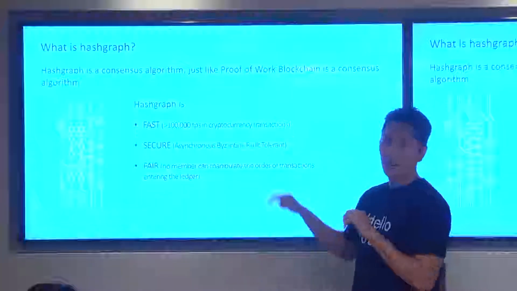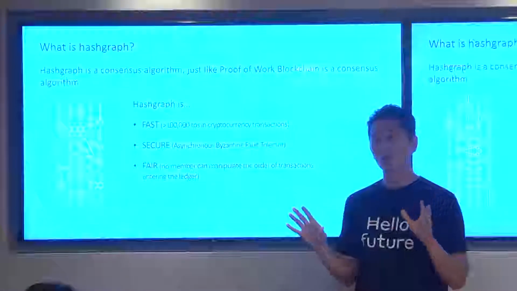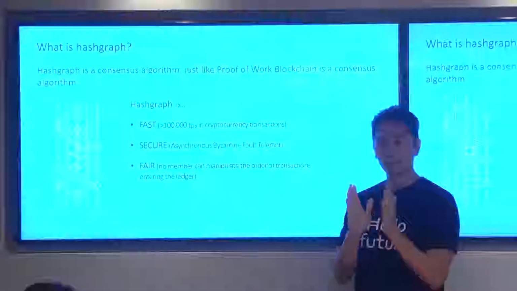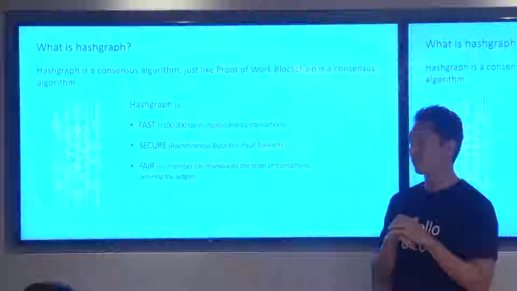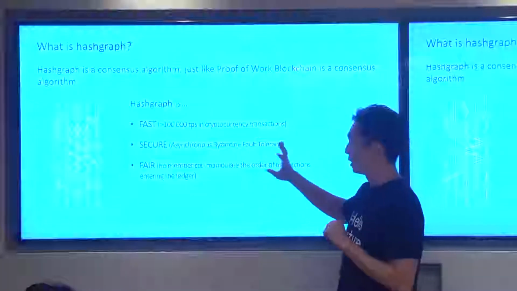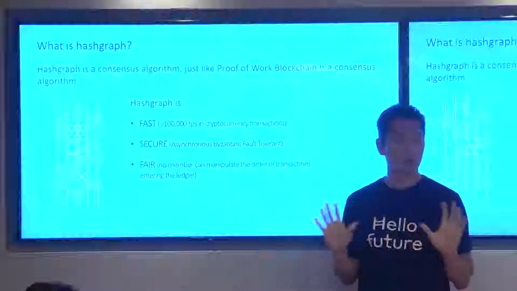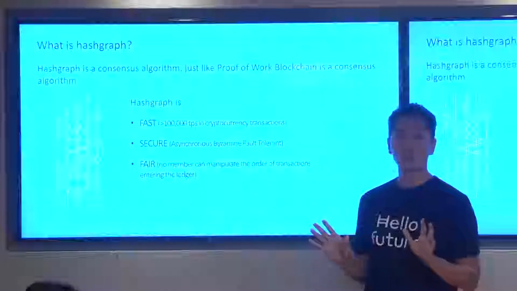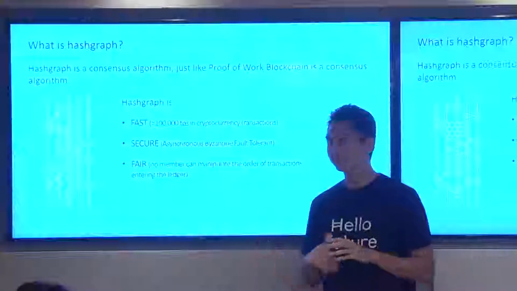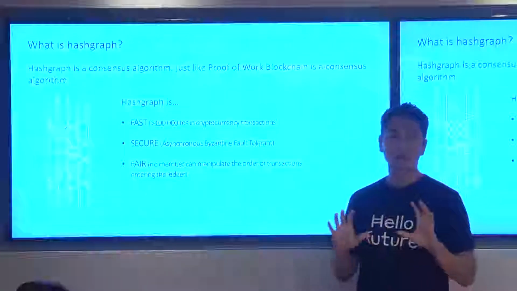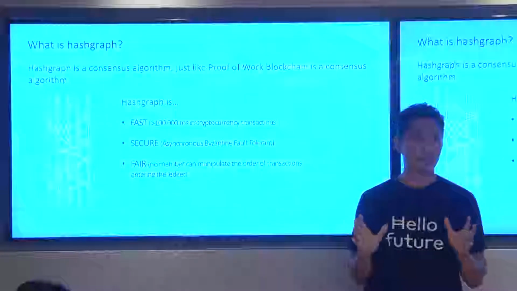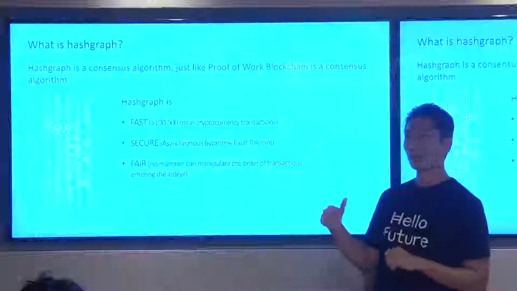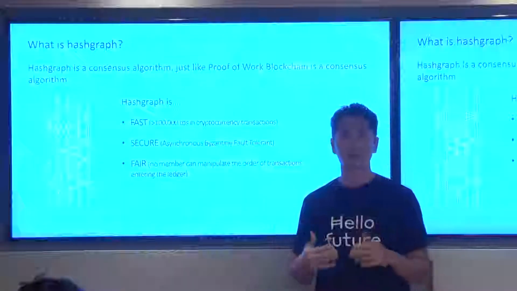The first is Hashgraph is extremely fast. We're hitting over 100,000 transactions per second in a single shard. Compare that to single or double digits for other public ledgers out there. It is secure. It reaches the highest level of security possible in distributed consensus, called asynchronous Byzantine fault tolerance, or ABFT. And lastly, Hashgraph introduces for the first time in distributed consensus the concept of fairness, meaning that there's no member of the community that can affect or manipulate the order of the transactions that enter into the ledger.